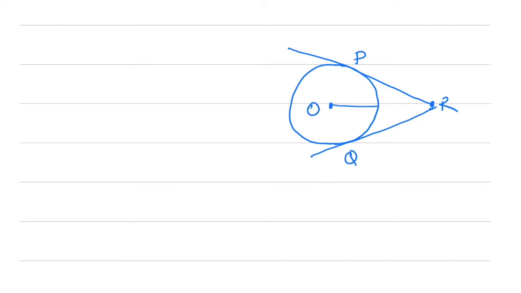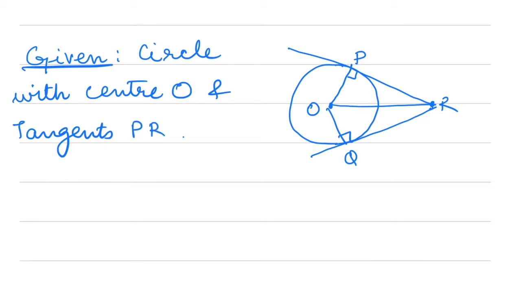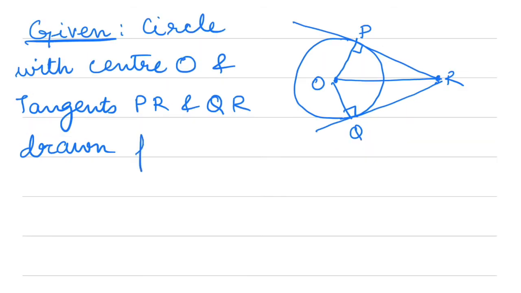We can join OR and we can draw center to the point of contact. This is equal to 90 degrees. Given we have a circle with center O and tangents PR and QR drawn from external point R.